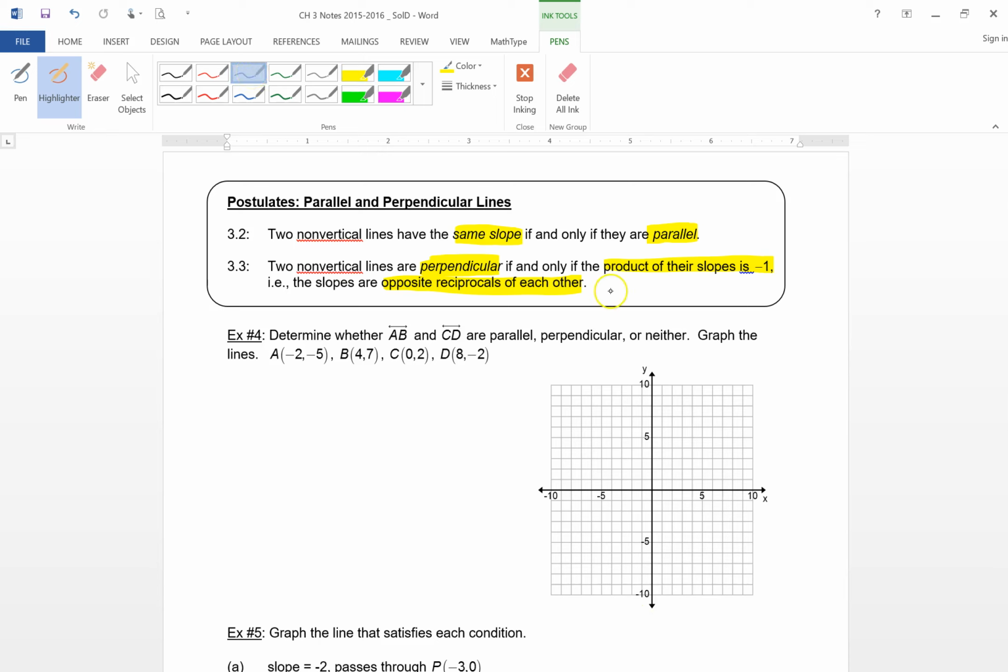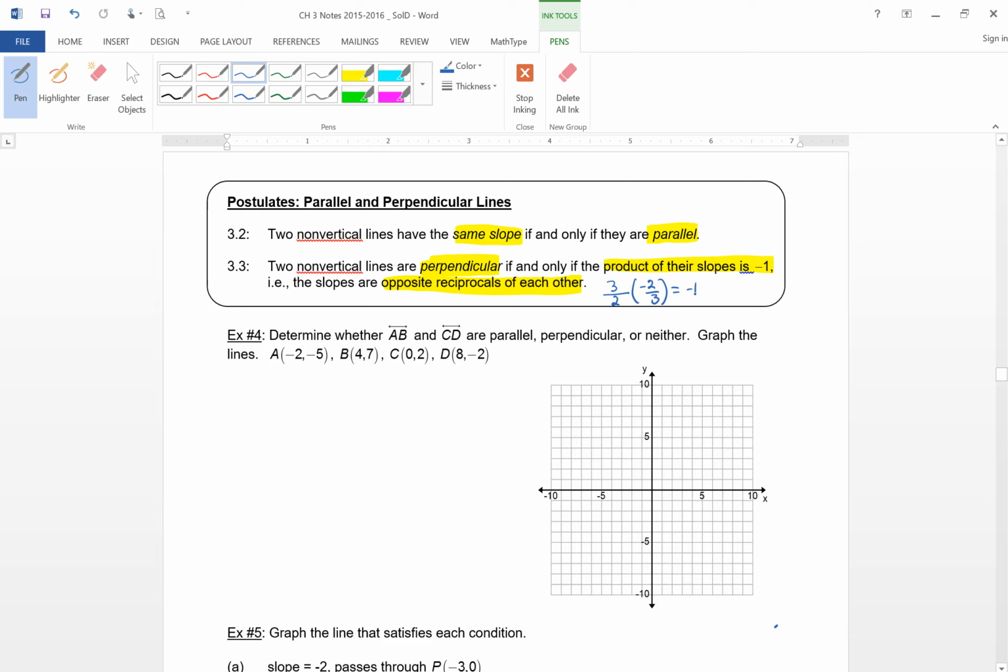Suppose I have a line, the slope of which is 3/2. What should another number be so that their product is -1? -2/3. So when two lines are perpendicular, this is how their slopes are related to each other.